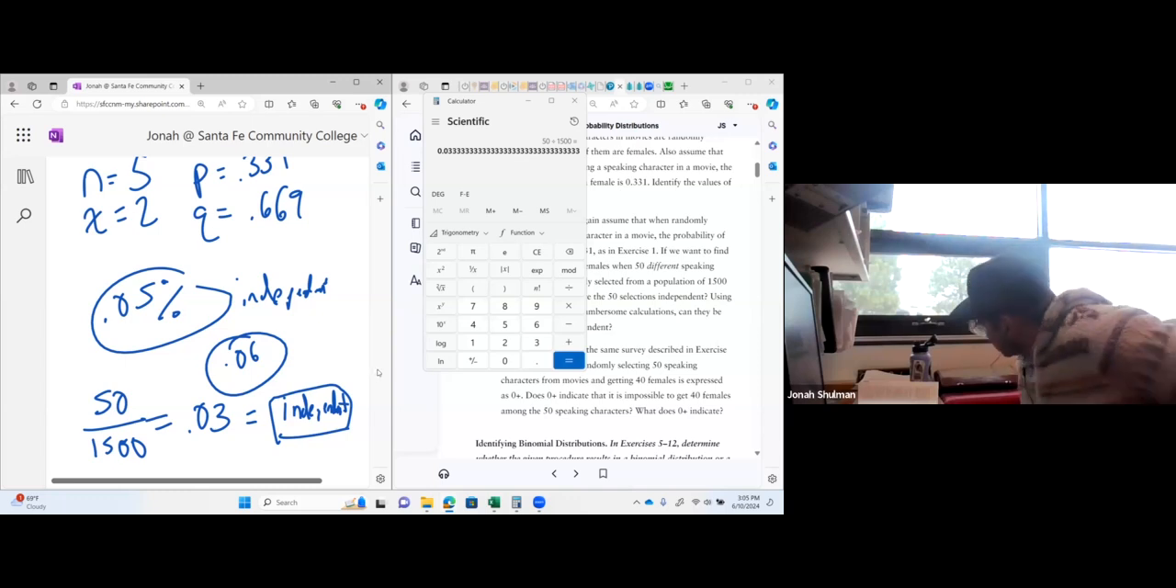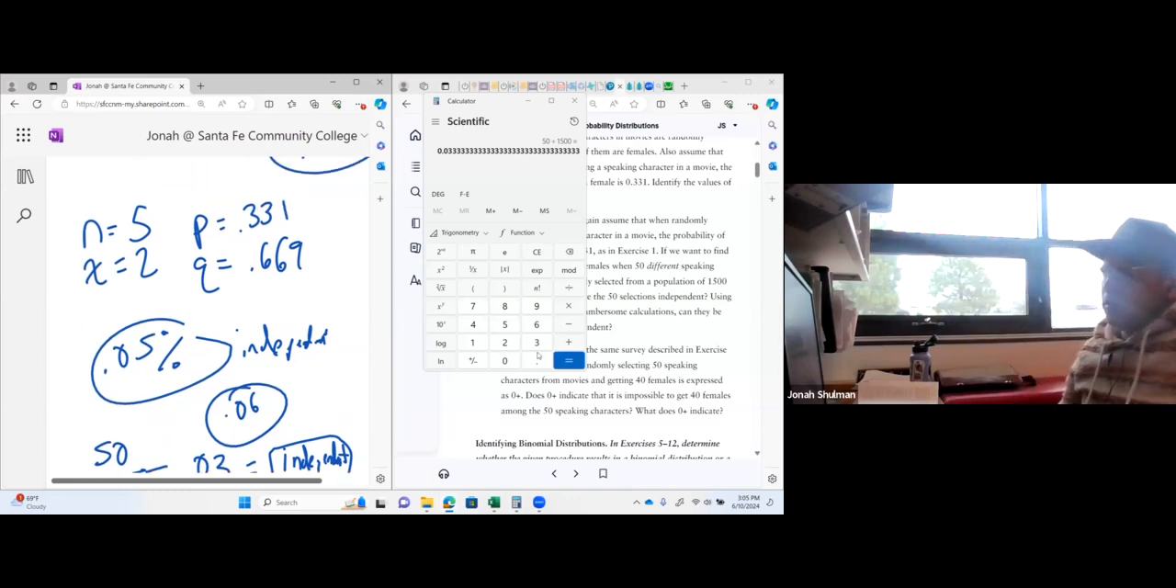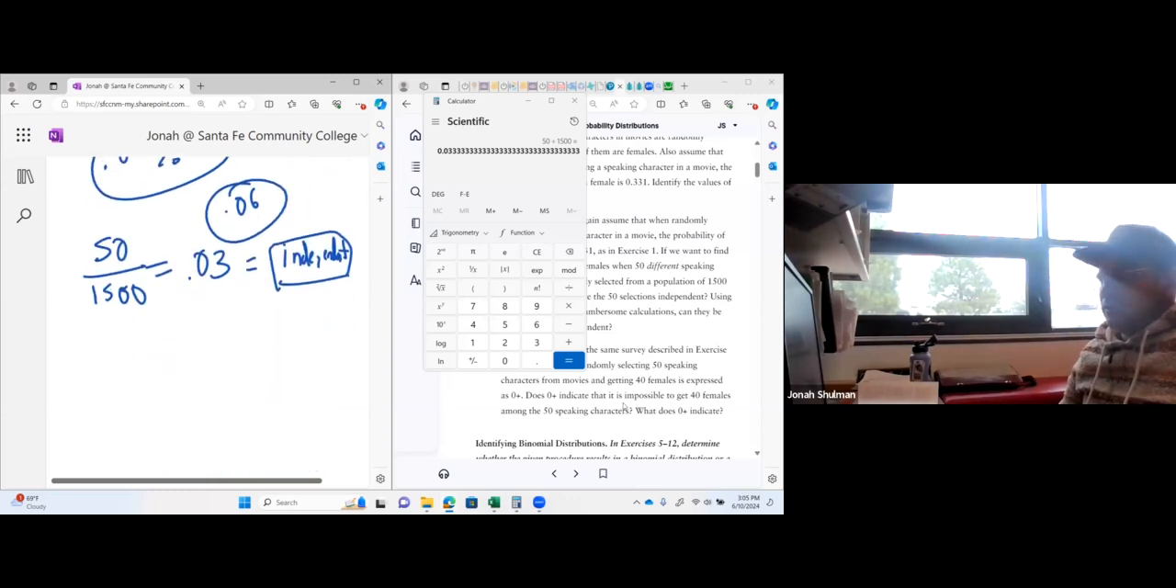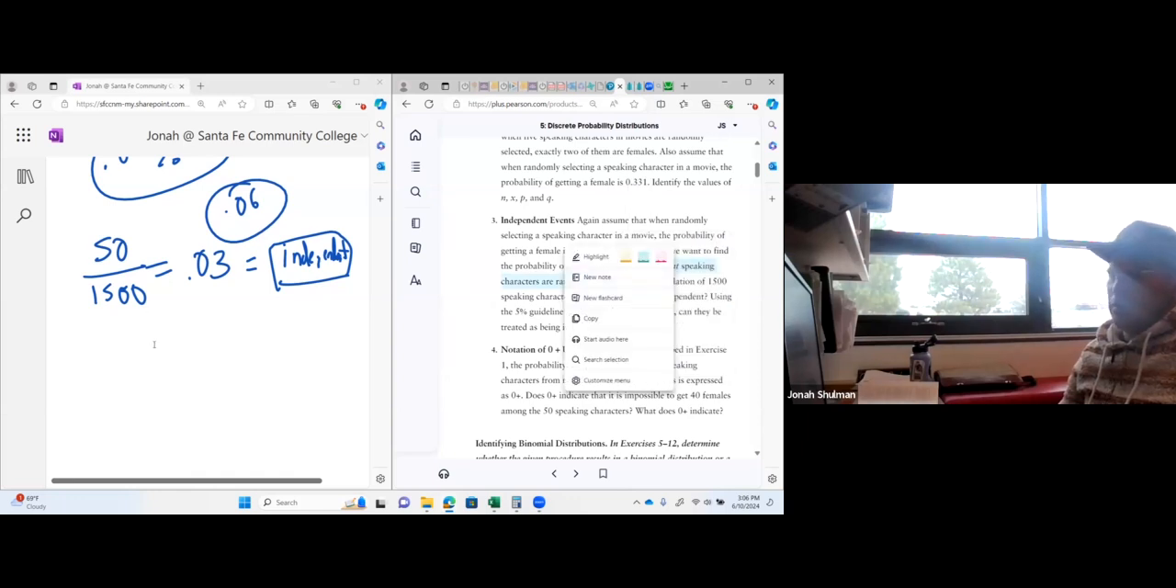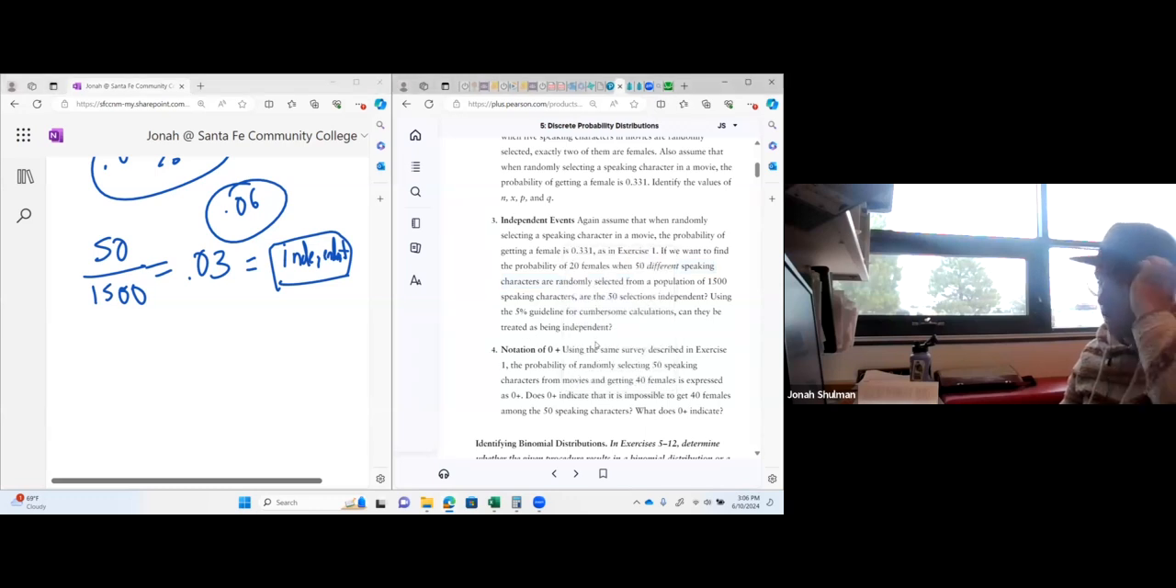The first way, all right, so the first way it's saying is dependent, right? Because we're taking them out of this population, so one depends on the other. But because 50 out of 1,500 is just 0.03, for the calculations it's independent. Wow, sorry, that was a lot.